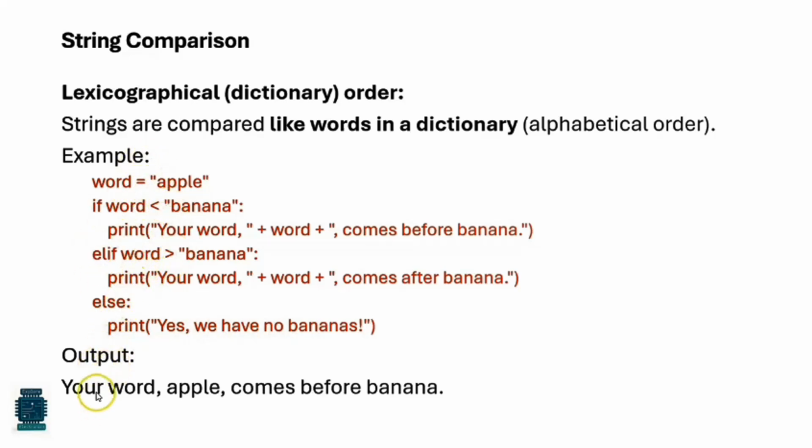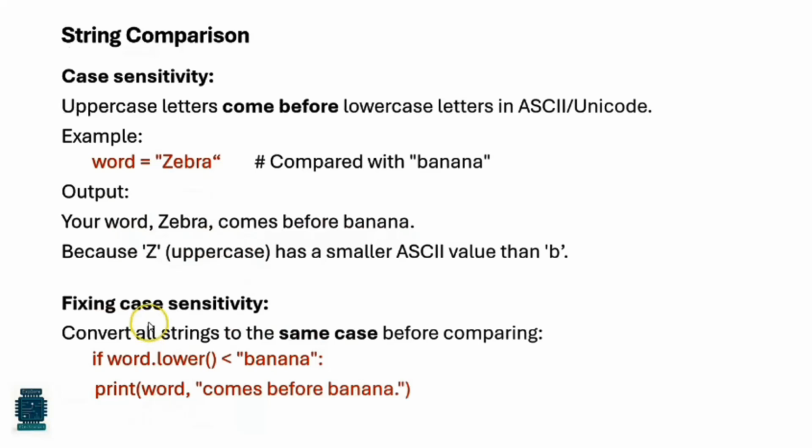Here the output is your word apple comes before banana. Here A will come before B. That's why this is the output we will get in this case. Your word apple comes before banana. Very clear with that example?